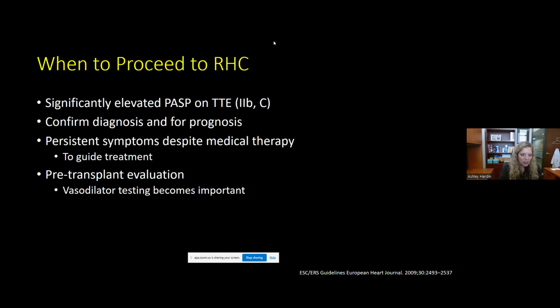If somebody has persistent symptoms despite medical therapy, especially our heart failure patients, it'll be helpful to guide treatment. And then we need it in patients who are undergoing evaluation for orthotopic heart transplant in order to assess their pulmonary pressures, make sure it's safe for them to move forward with heart transplant. And then vasodilator testing, if they have substantial PH, we'll talk about that, becomes important and prognostic in this patient population.